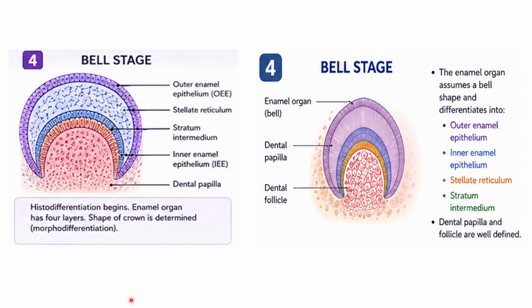So coming to the next stage, that is the bell stage. In this, the enamel organ assumes the shape of a bell and differentiates into 4 layers of cells. The outermost layer is formed by outer enamel epithelium. Next is stellate reticulum. The next layer is the stratum intermedium, and the innermost layer is formed by the inner enamel epithelium. It is the beginning of the histodifferentiation, and the shape of the crown is determined in this stage. And we can see that the dental papilla and the dental follicle are well defined in this stage.